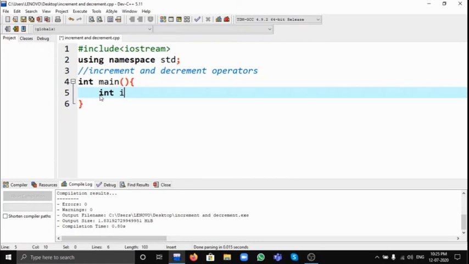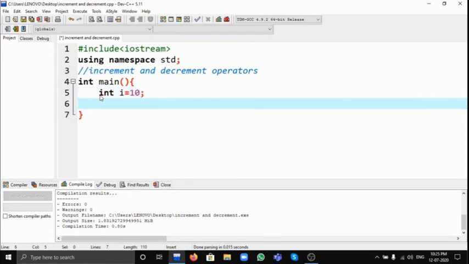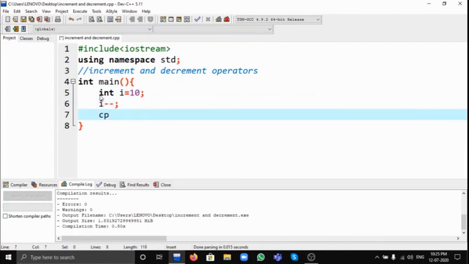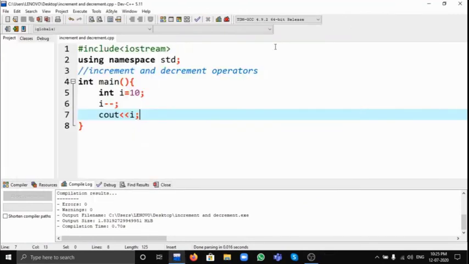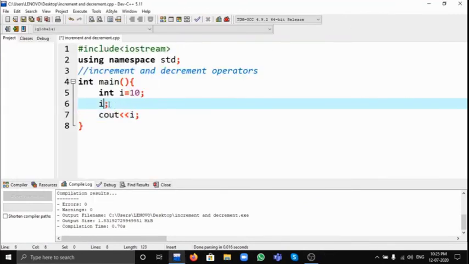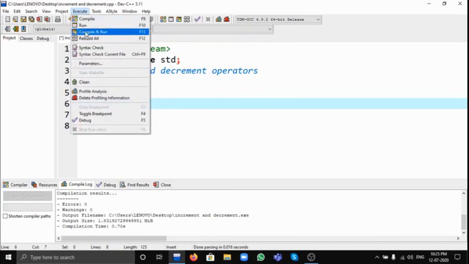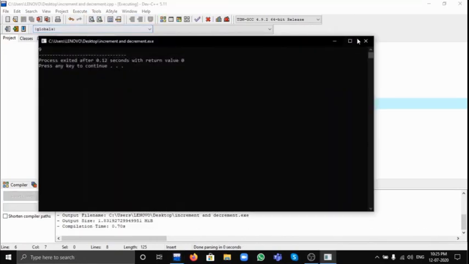I'll take i is equal to 10. All right. And now I'm going to say i minus minus. Okay. And now I'm going to print the value of i. Now what will the value of i be? If you said 9, then you are correct. Let's compile and run. 9. Fair enough. Now if I put this in front of i, then what will be the answer? If you said 9, then you are correct again.